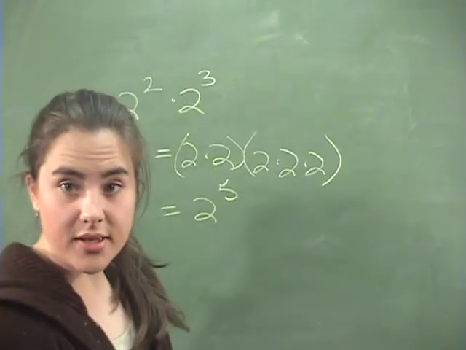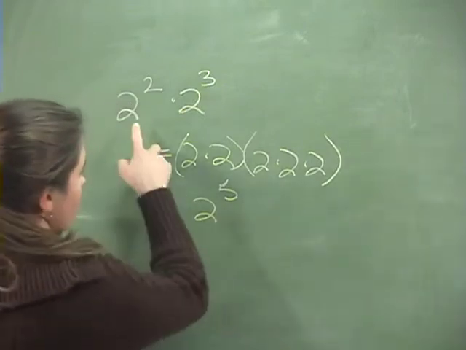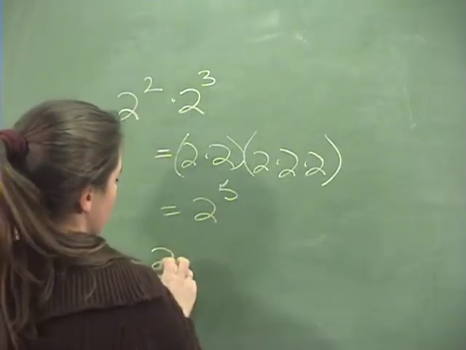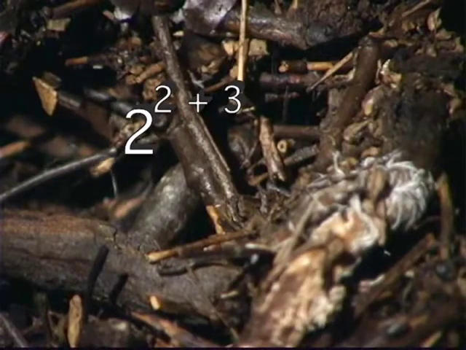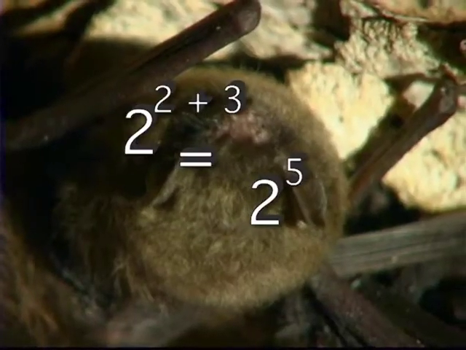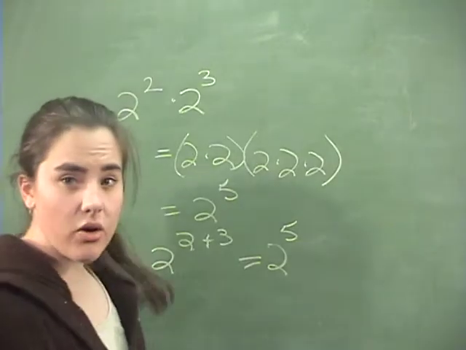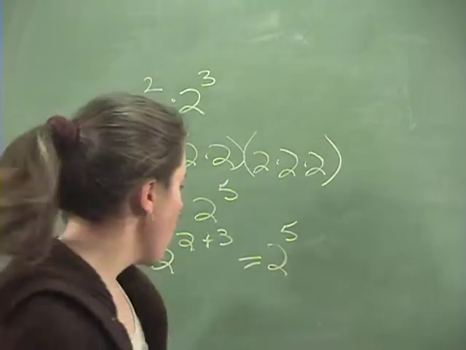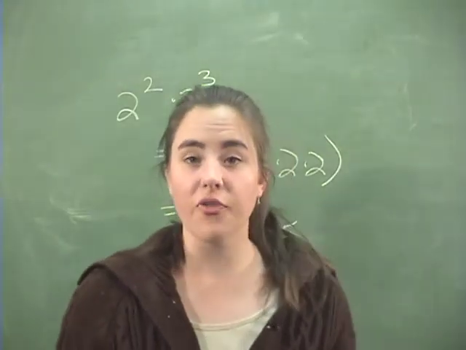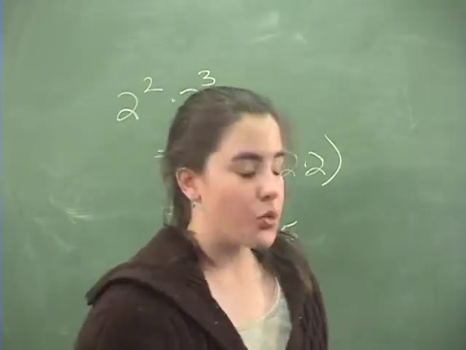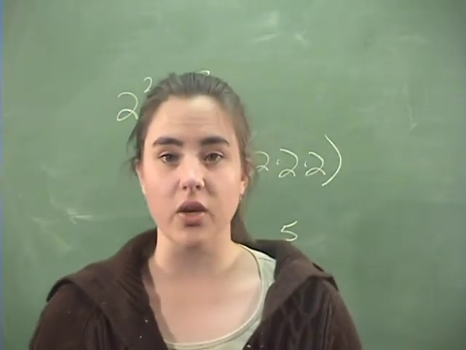I could skip this step and end up with 2 to the 2 plus 3 and get 2 to the 5th. Then I don't have to write out all of those 2's. What I've just done is what's called the first law of exponents. It's written in your book on page 347, and let's go on and apply it with scientific notation.